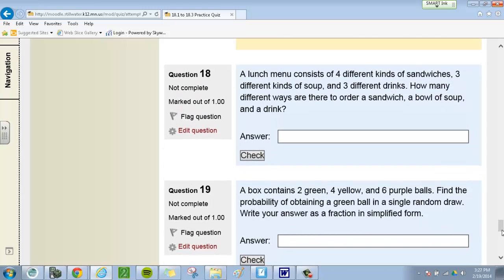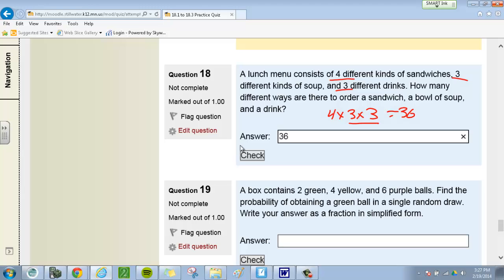A lunch menu consists of 4 different kinds of sandwiches, 3 different kinds of soup, and 3 different drinks. How many different ways are there to order a sandwich, a soup, and a drink? Oh, well, this is just the multiplication principle. So 4 of these, 3 of these, and 3 of these. So you just multiply 4 times 3 times 3. 3 times 3 is 9 times 4. This is equal to 36. There we go.